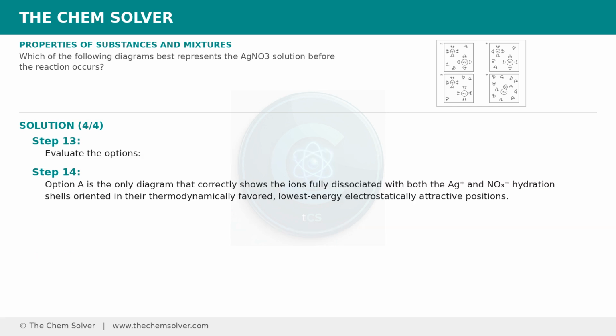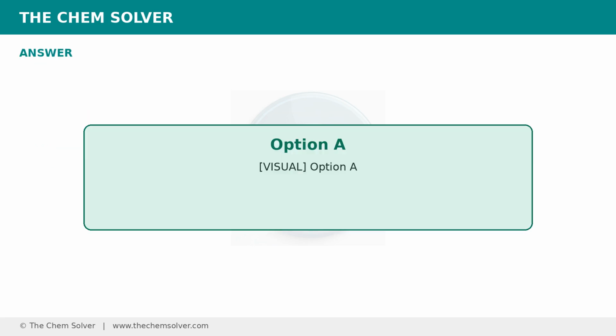Evaluate the options. Option A is the only diagram that correctly shows the ions fully dissociated with both the Ag⁺ and NO3⁻ hydration shells oriented in their thermodynamically favored, lowest energy electrostatically attractive positions. The correct answer is option A. Visual, option A.